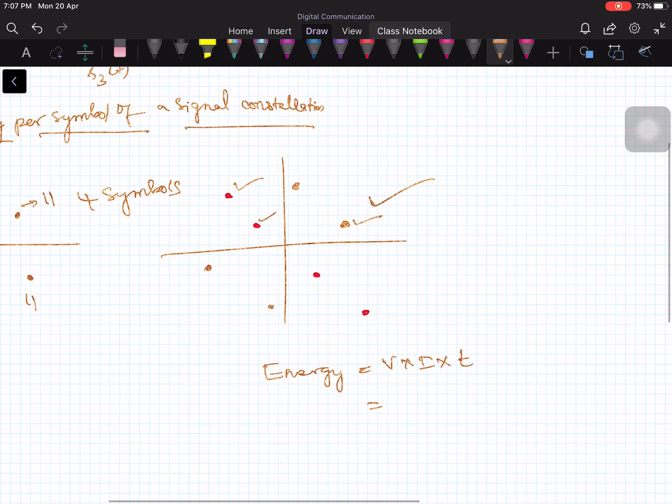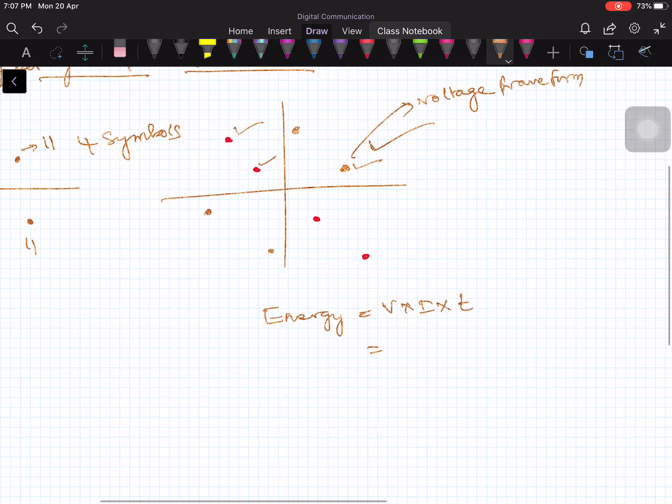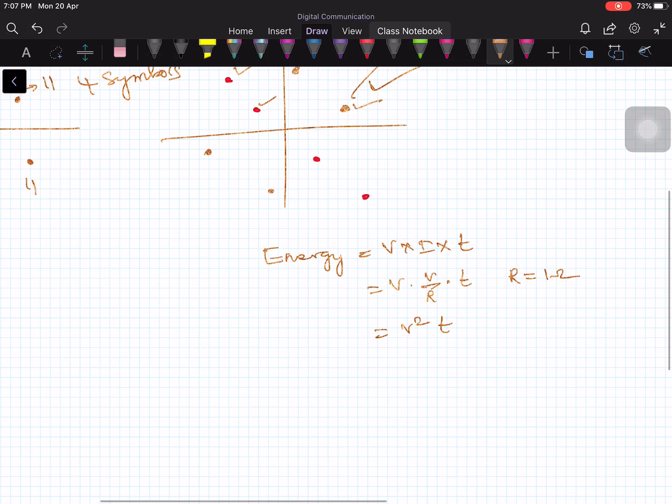This symbol, the point, indicates the voltage waveform. So this is voltage times current, which equals voltage by R times T, and let us assume the resistance R equal to 1 ohm here. So it is V square times T, and this is the formula for the DC case.